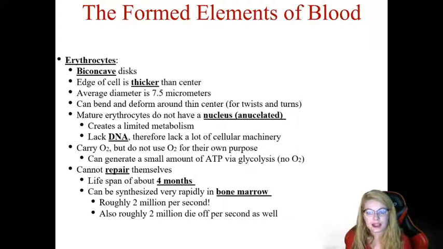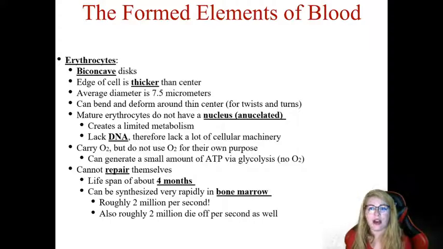And the mature red blood cells don't have a nucleus, so they're anucleated, and that creates a really limited metabolism for these red blood cells. Because they don't have a nucleus, and we know that DNA is located in the nucleus, there's a lack of DNA, and therefore a lack of cellular machinery. By cellular machinery, we mean organelles. Honestly, I don't want to say they're simple cells, because there's nothing simple about the human body, as we've learned this year. But in comparison to some more specialized cells, this has a lot less going on in it. There's no DNA, no nucleus, and not as many organelles floating around in there.